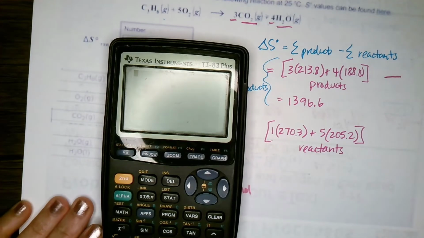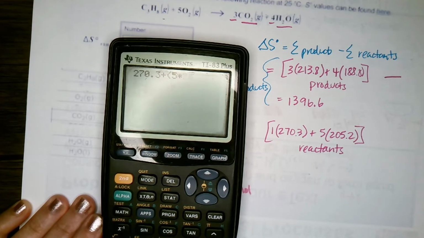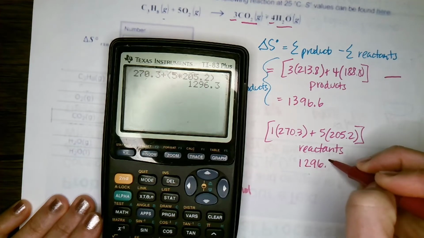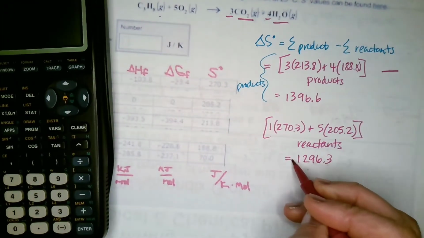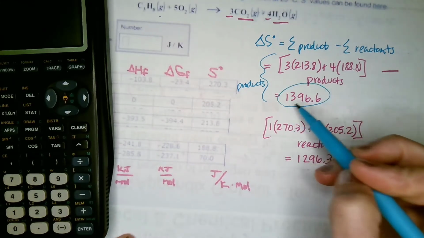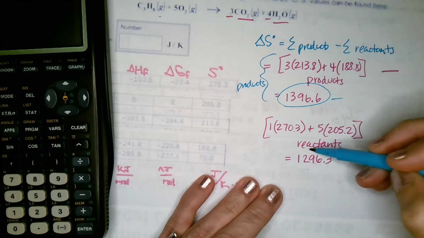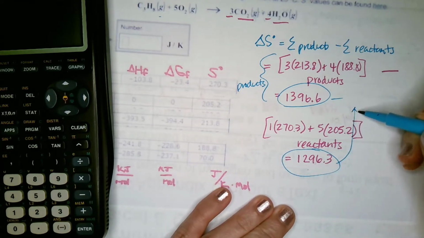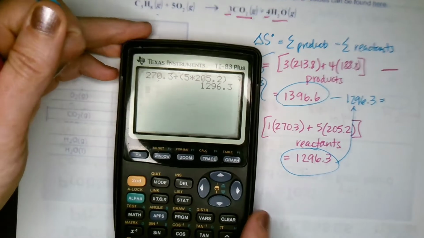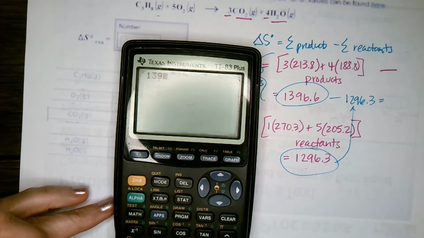All right, let's do this math. So we have 270.3 plus 5 times 205.2. Now for reactants, we should have 1296.3. So now let's plug it in and do products minus reactants. Up here, 1296.3. Let's get our total.